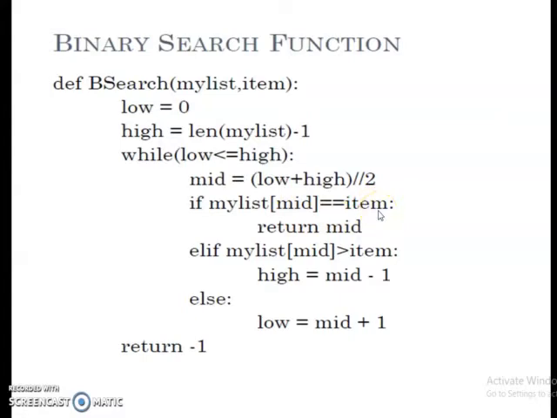If the element is found, then return the mid value, otherwise it checks if my list of mid is greater than item. If the element is greater than item, then high is equal to mid minus 1. Okay, else low is equal to mid plus 1. That is, the lower bound and the higher bound values are changed. My list of mid greater than item means you need to perform the same in the second half. Okay, otherwise return minus 1.